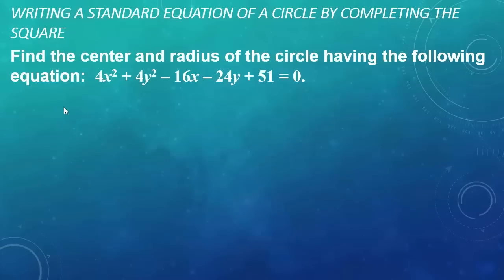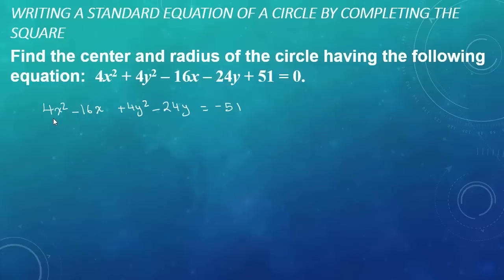To rewrite this equation in the standard equation of a circle, you need to recall how to complete the square. So our first step, I'm going to take this positive 51 and move it to the right side, so I'm going to isolate my constant. And then I'm also going to group all of my x terms and all of my y terms together. So it's going to look like this: 4x squared minus 16x plus 4y squared minus 24y is equal to negative 51.